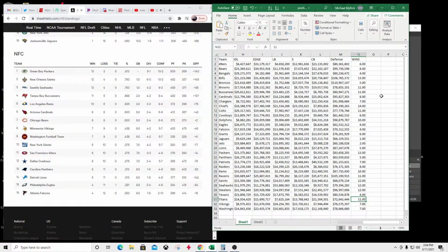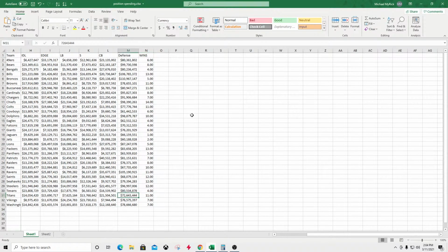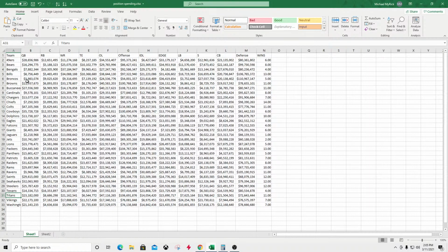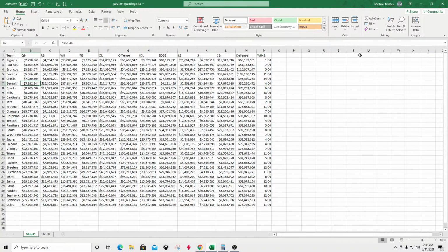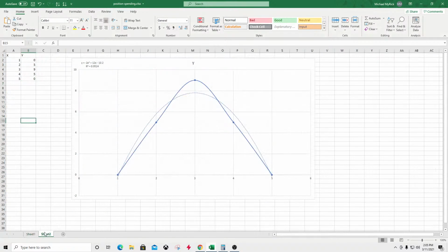All right, so now we've got the basics we're going to talk about, and here's the theory. So here's what we do. We're just going to use X and Y to create a graph, and then we're going to fit a parabola over the top of it using a computer.